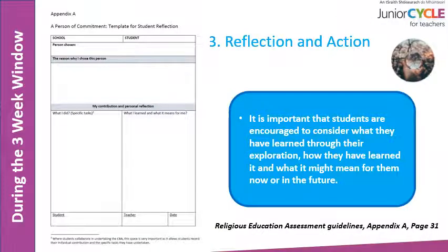From the features of quality, we can see a strong emphasis on student reflection. The students need to share their own personal reflections and conclusions from their research. Reflection included regularly in units of learning will help students develop this essential skill. Appendix A, as seen on the screen from the assessment guidelines, is a useful template that can be shared for student reflection on CBA 1.